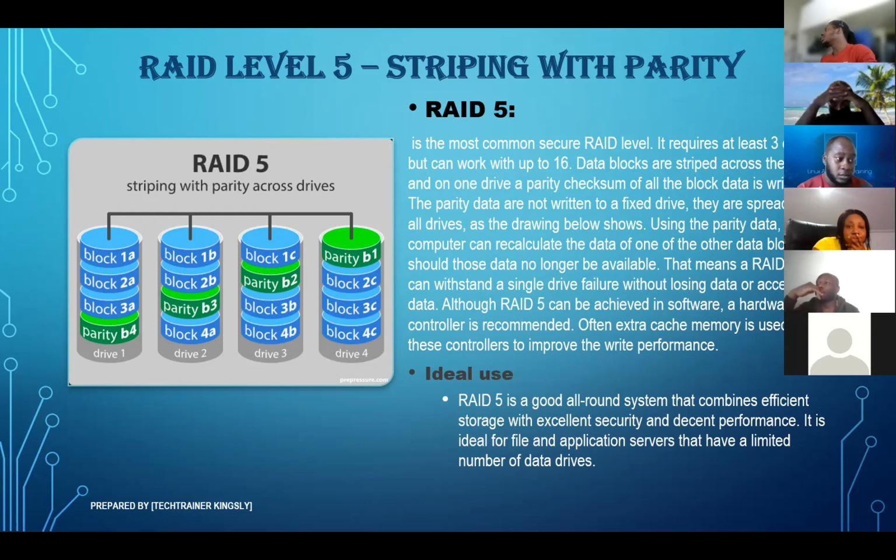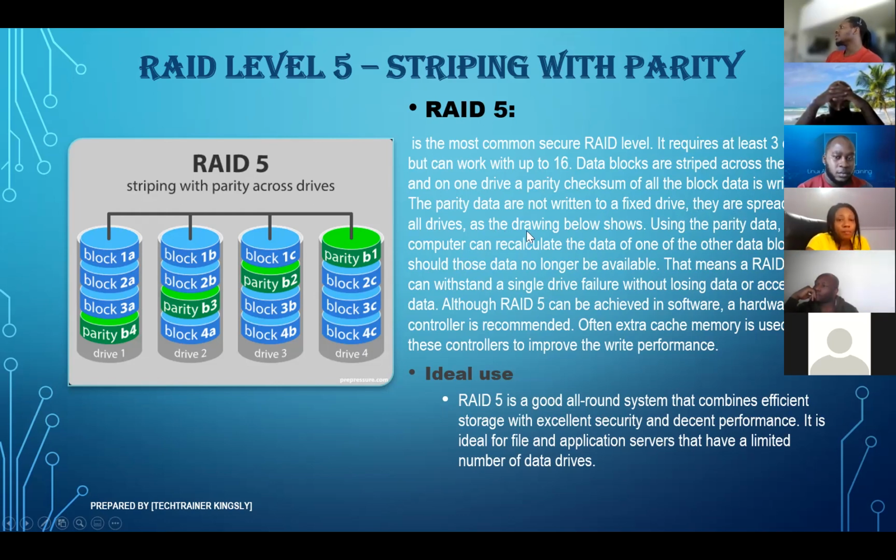It says data blocks are striped across the drives, and on one drive a parity checksum of all the block data is written. The parity data are not written to a fixed drive. They are spread across all drives. You see, this is parity right here. If you look at the diagram, you have parity, B4, B3, B2, B1, and it's mixed. It's spread across all the drives because it is not fixed on a single drive.